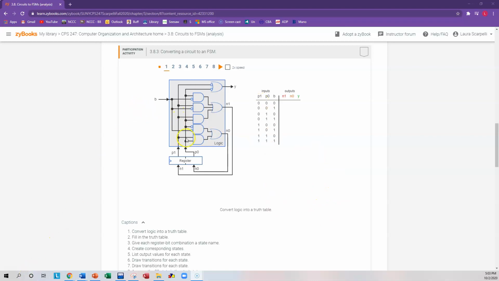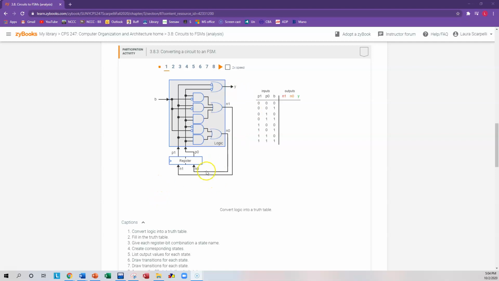So if you let this sort of play itself out, we can kind of see what's happening. Your inputs are P1, P0, and B. Here's your external input B. So you know you're going to have 3 inputs, therefore 8 rows on your state table. So go ahead and fill out the left-hand side first. Your outputs are going to be N1, N0, and Y.